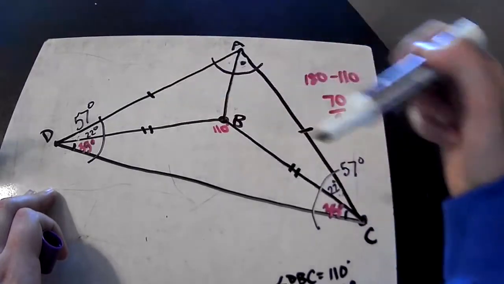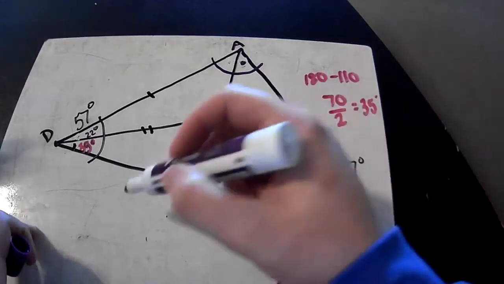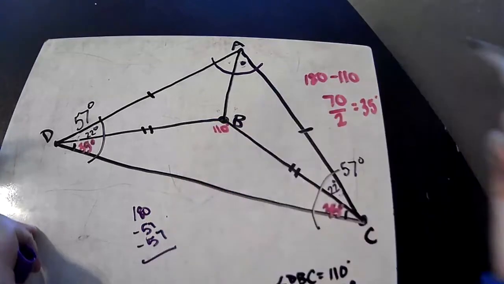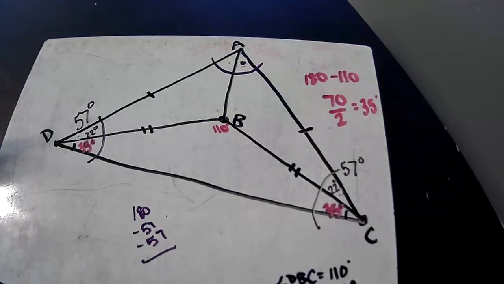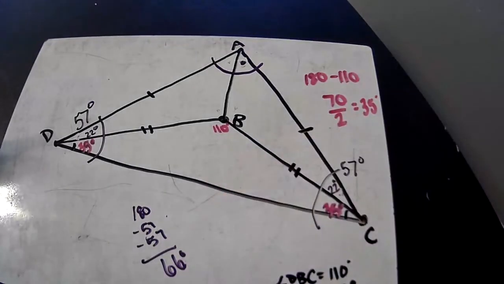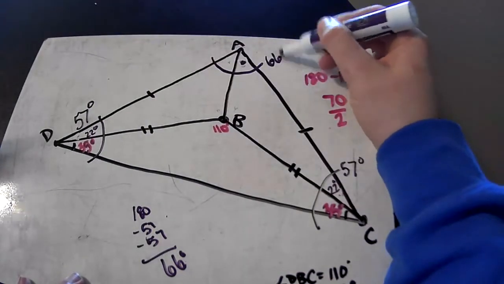If I subtract 57 and 57 from 180, that's going to give me the measure of angle A. So I'm going to do 180 minus 57 minus 57. Oh, that's 180 minus 114? Okay, that gives me 66 degrees. So that 66 degrees is the measure of this whole angle A, angle DAC. The whole thing here is 66 degrees.